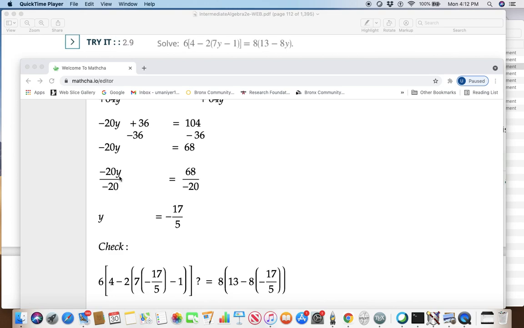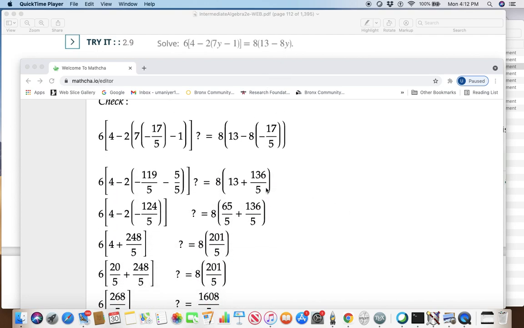That gets you, these two cancel, y equals negative. Upon reduction, notice 4 divides both, 71 over 5. So that is your solution, but don't forget to check. How do you check? Wherever you see y, you replace it by parenthesis negative 17 over 5. Okay, and now starts checking. This is a bit tedious.